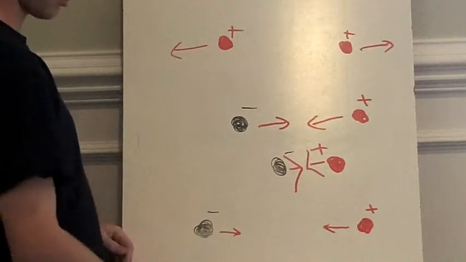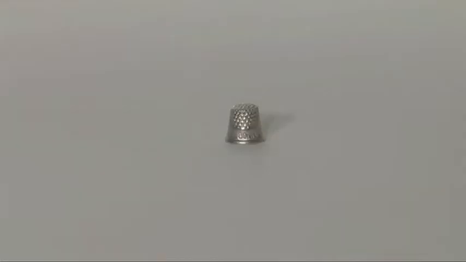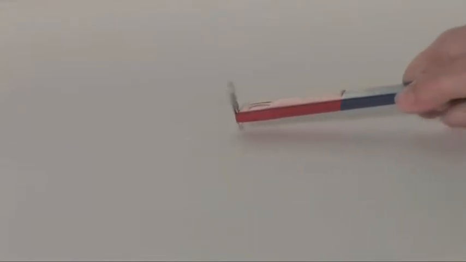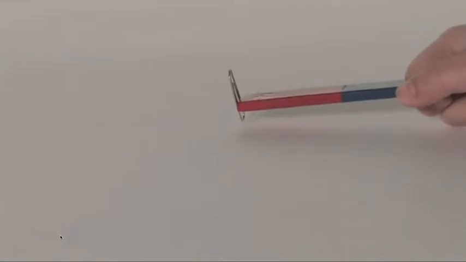Another way to show this is by using magnets. As you can see, the attractive force of magnets is greater as they get closer to each other. Charged particles work the same way. The closer they are, the more they attract. Additionally, the closer they are, the more they repel.